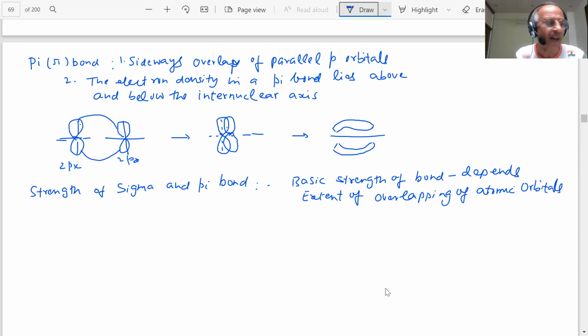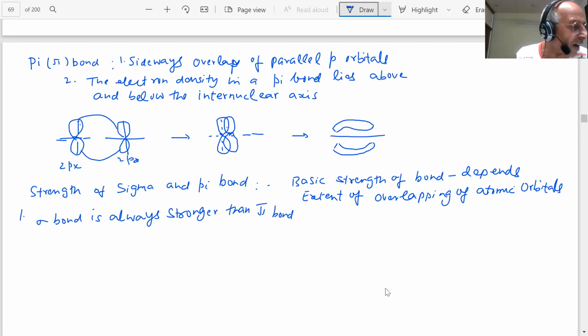Where is the overlap better, student? Where is more effective overlap? The larger the overlapping, the stronger the bond. So the sigma bond, student, is always stronger than the pi bond, because the extent of overlap is more.